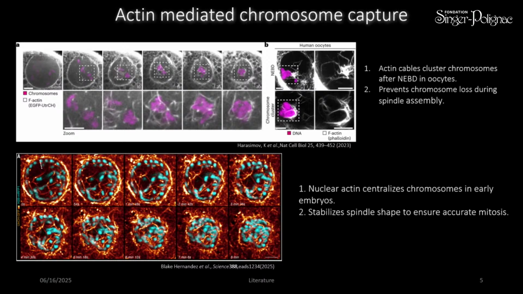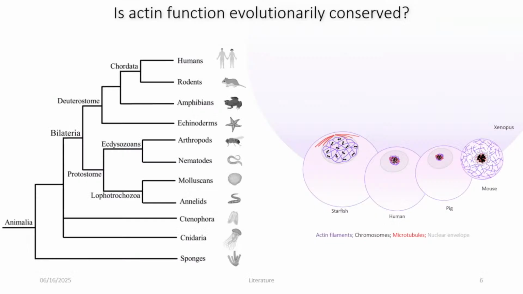to ensure accurate mitosis. So now, yes, there has been an actin-mediated chromosome capture process, but the question is, how conserved is this actin-mediated chromosome capture process across evolution? So to study this, I decided to study this species Clytia hemisphaerica, which was nicely introduced by John this morning, which is actually sitting at the base of evolution.